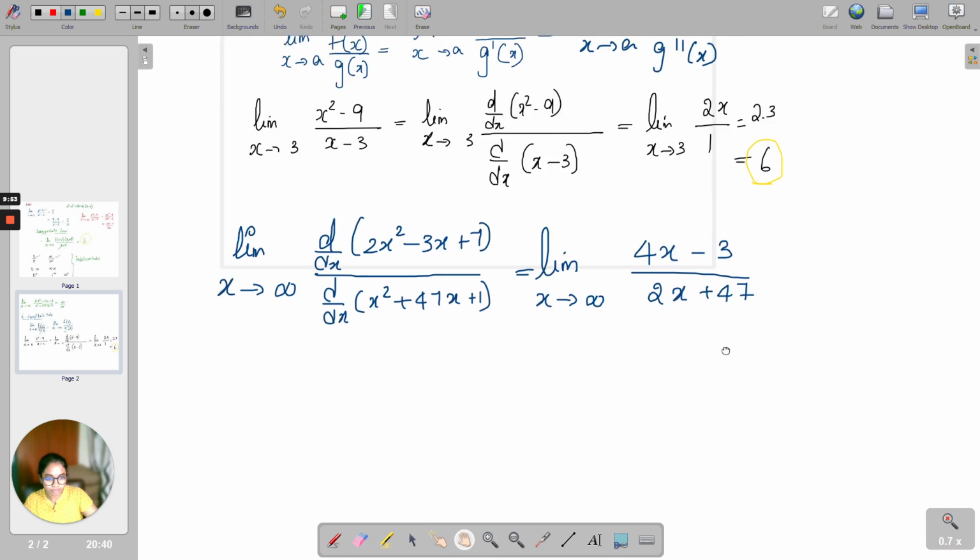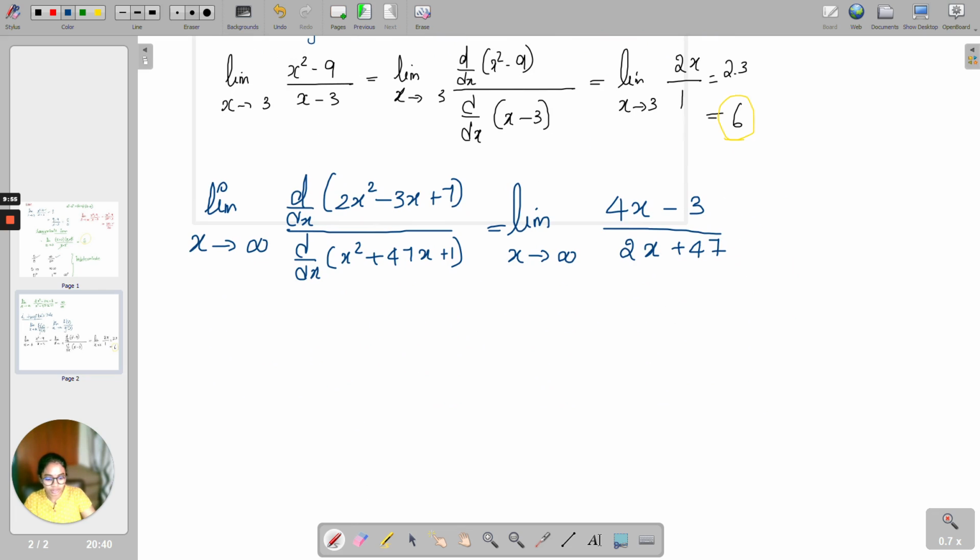So I would get limit x tending to infinity, let me write directly as 4 divided by 2. So what is the answer? 2. Yes.